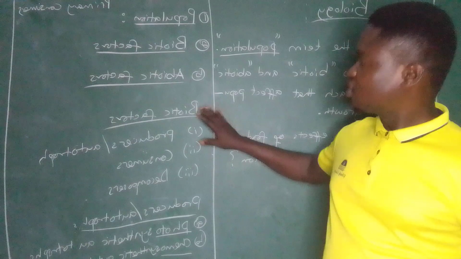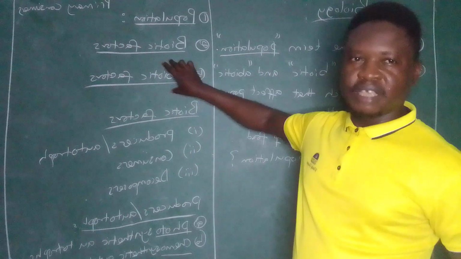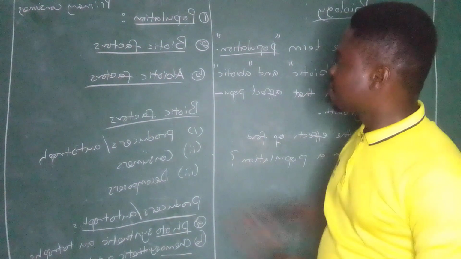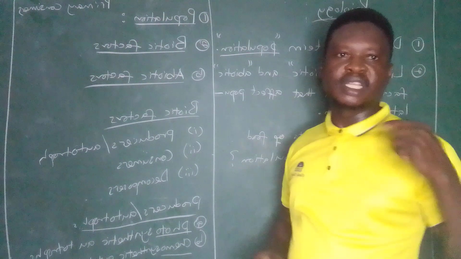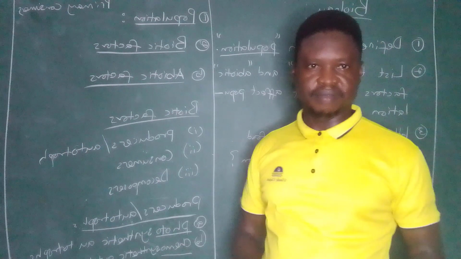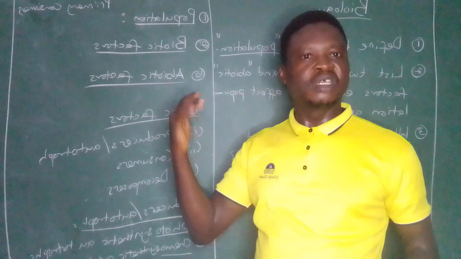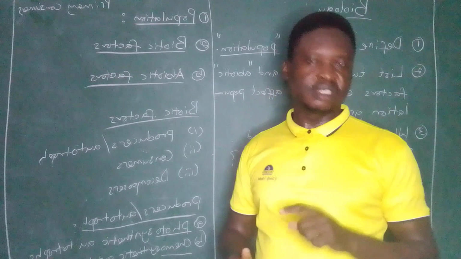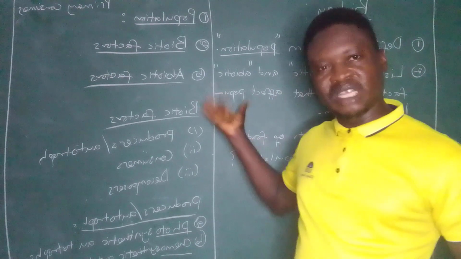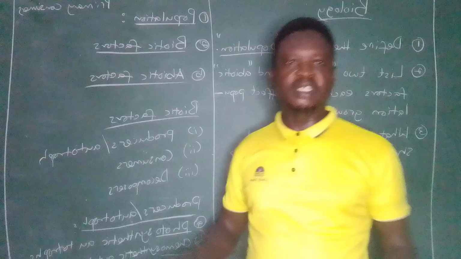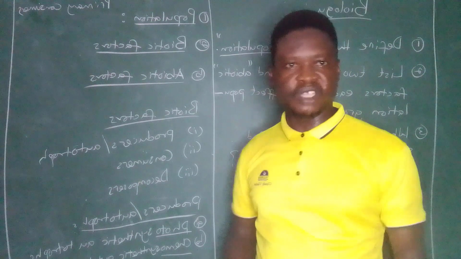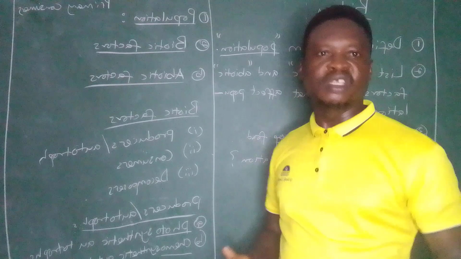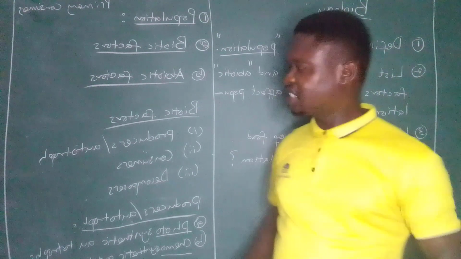Okay, so let's look at abiotic factors. Okay, so abiotic factors are the non-living factors in the environment. Examples: rainfall, temperature, relative humidity, the pH of the soil, edaphic factors, soil texture, soil structure, etc.